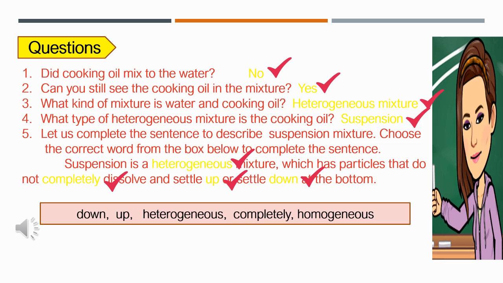Number 5. So to complete the sentence, describe suspension mixture. You are going to choose the correct word from the box below to complete the sentence. Now, let us check. Suspension is a heterogeneous, check, mixture which has particles that do not completely dissolve, and settle up, correct, or settle down, correct, at the bottom. Very good again. Congratulations, children.